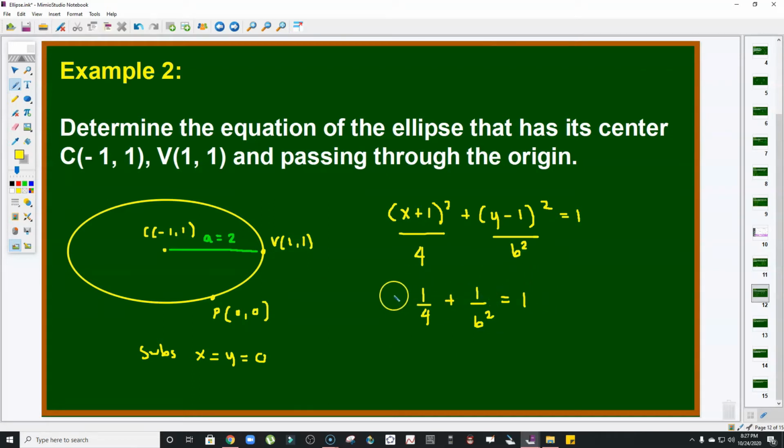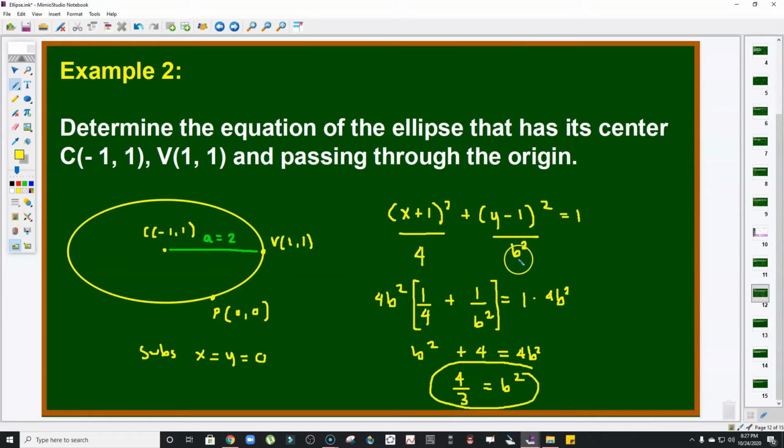Okay, so I'm going to multiply this by 4b squared, both sides. So, I'm going to have b squared plus 4 equals 4b squared. And from there, combine like terms, I'm going to have b squared equals 4 thirds. There you go. So, meaning, mapasasubstitute ko na yun dito. So, therefore, the equation of the ellipse that we're looking for, plug in ko na lang yan dyan.